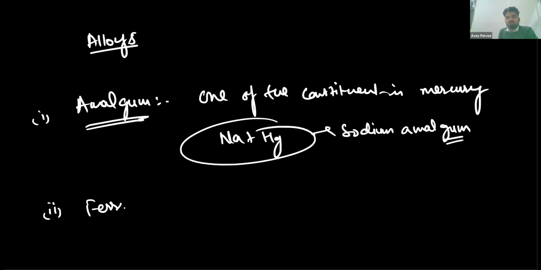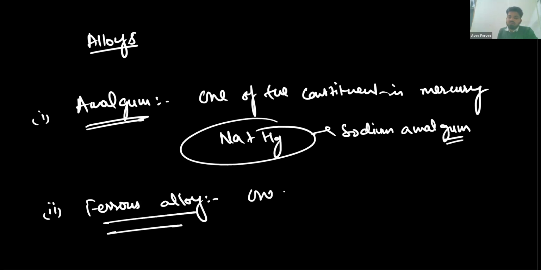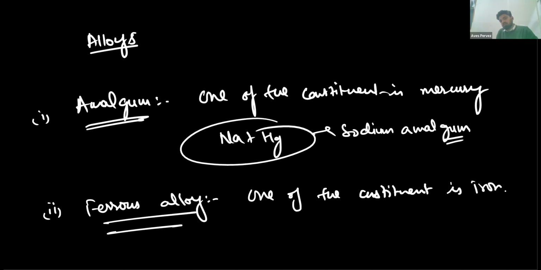The second one is ferrous alloys. We will say that one of the constituents is iron, like steel and stainless steel.